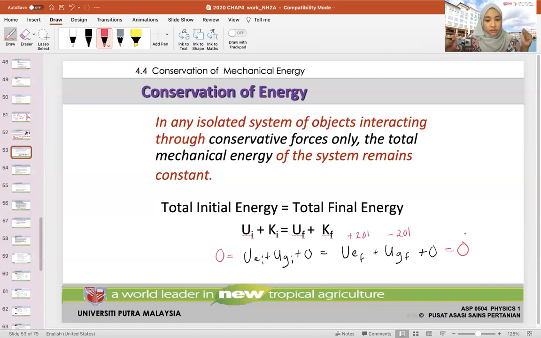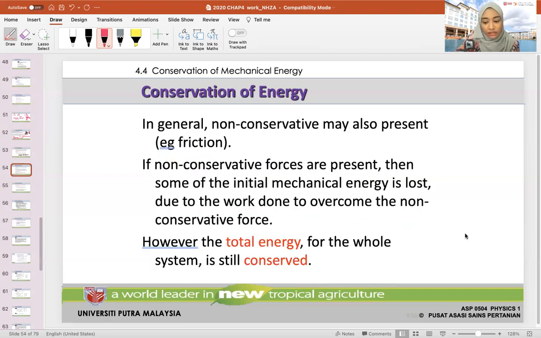Okay. So this was a little bit hard punya example sebab dia spring yang vertical. So selalunya kita punya example senang sikit. Sekejap, let's go for an easier example. Okay, so in general, a non-conservative force may also be present, which is friction. So the ones that we have talked about is called conservative forces, elastic force, gravitational force, and also, what was it? Itu je lah kan.